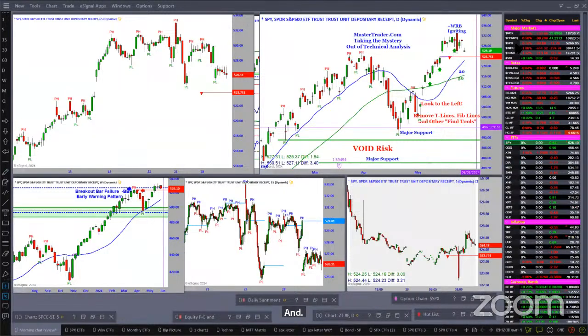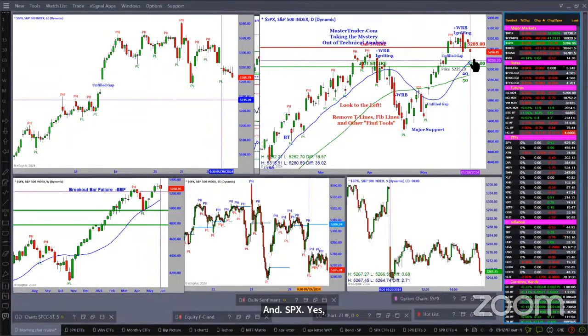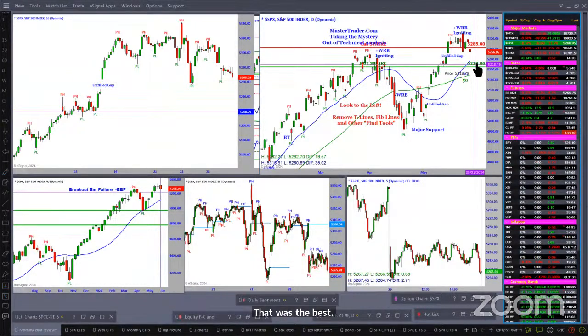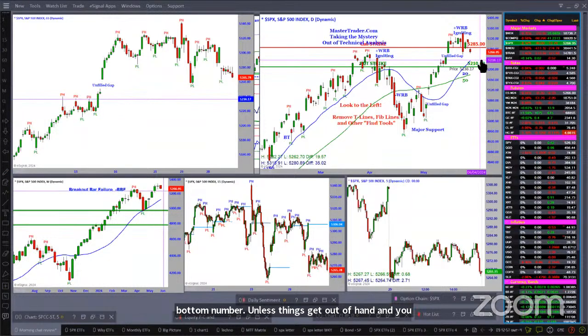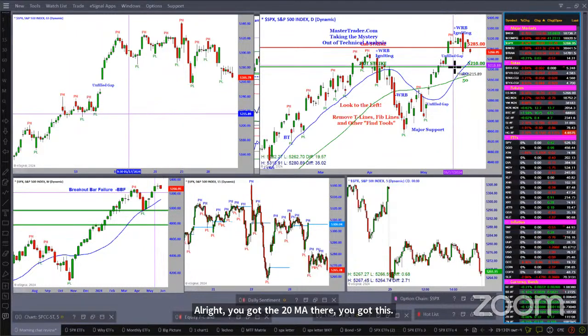SPX. Yesterday was a go-nowhere day. Neither number got touched, right? The bottom number was down here. That was the best. Prices are about here. I think the bottom number, unless things get out of hand, and you never know, I don't think it's coming down here today either. You've got the 20 MA there. You've got these overlapping bars, and so you've got enough protection.